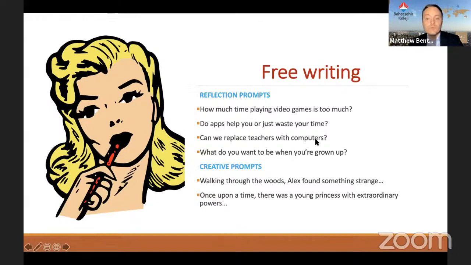Can we replace teachers with computers? Now, I'm not going to ask you all to reflect on these, but I would say just giving your students some reflection prompts and doing a 5-minute free writing is an excellent way to open a lesson.